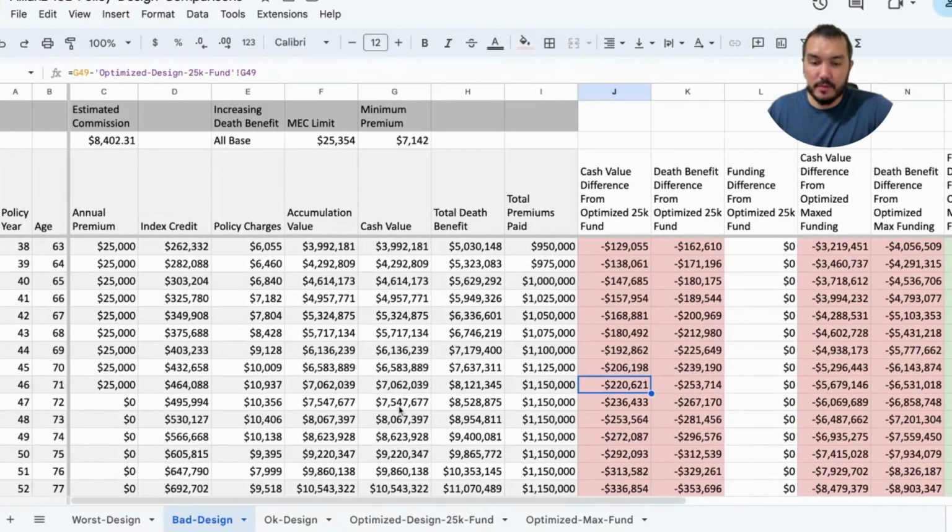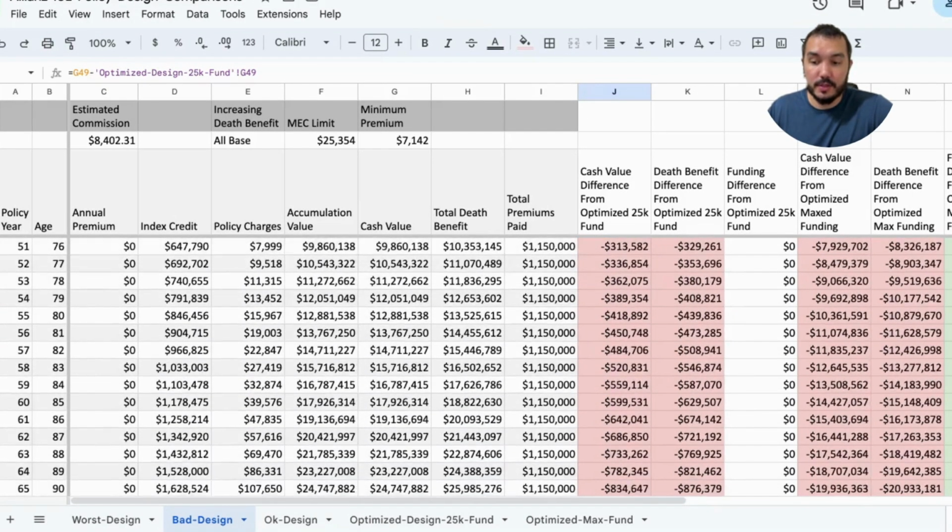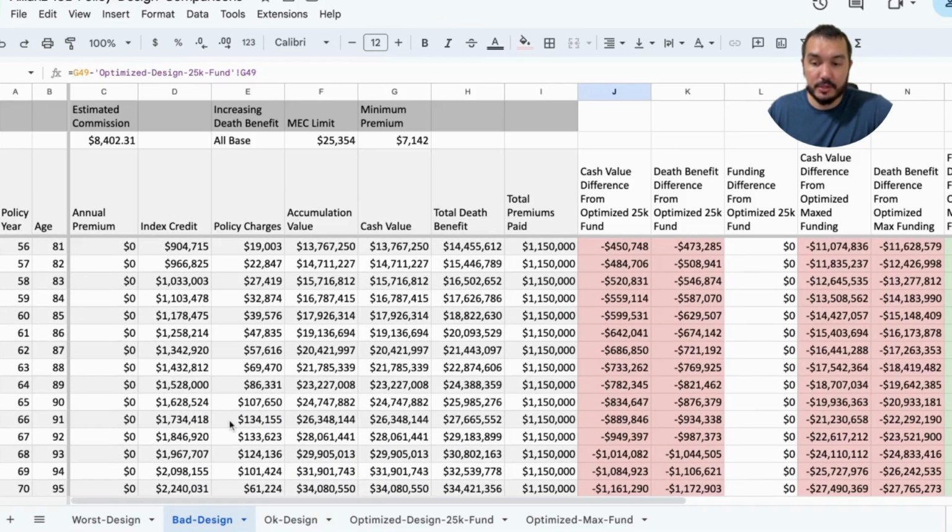All right, and lastly, we're going to look into the later years for this bad design policy. We can see here at age 90, we've got almost 26 million in death benefit, almost 25 million in cash value. We'll have put in $1.15 million. It's starting to look okay, and in these later years, these things look okay. They're not bad, and it's not the end of the world if you have these and you're able to stick it out for that amount of time.